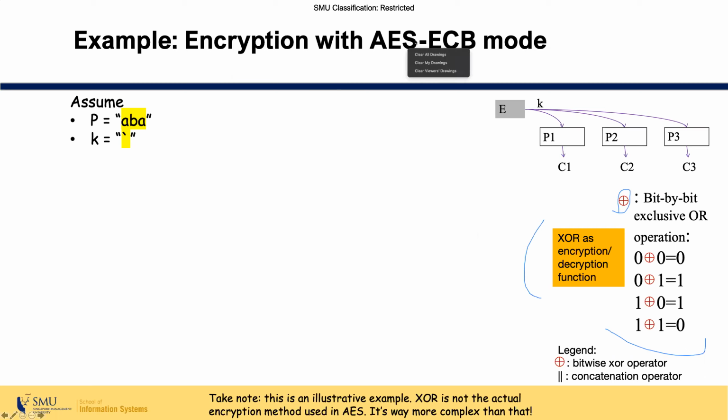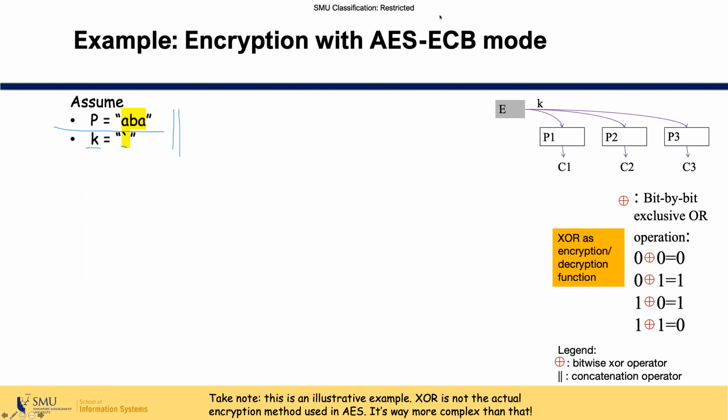Now, assume that you are given a plaintext P, which is a confidential message, A, B, A, and you have selected a key K, which is a backtick character, to encrypt this plaintext message. So the first step involved is to convert this into the binary string format so that the computer can understand it.